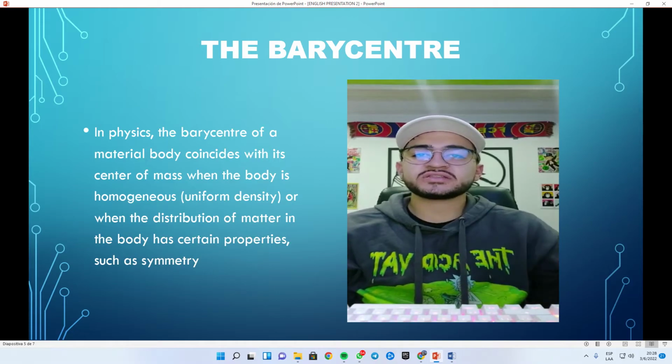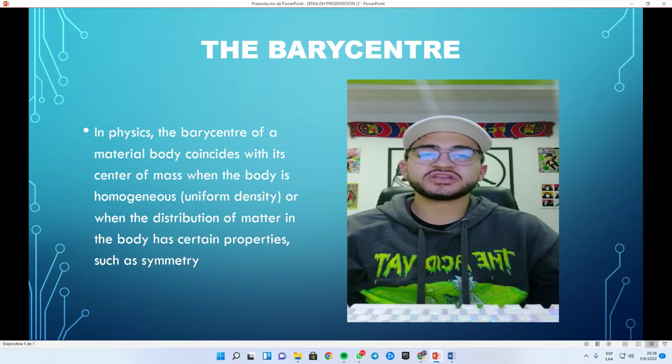In physics, the barycenter of a material body coincides with its center of mass when the body is homogeneous, of uniform density, or when the distribution of matter in the body has certain properties, such as symmetry. It is distinguished from the centroid in geometry, where the center of gravity of a surface contained in a flat geometric figure is a point such that any line that passes through it divides said segment into two parts of equal momentum with respect to said line.